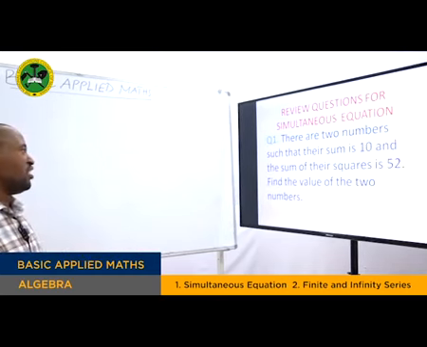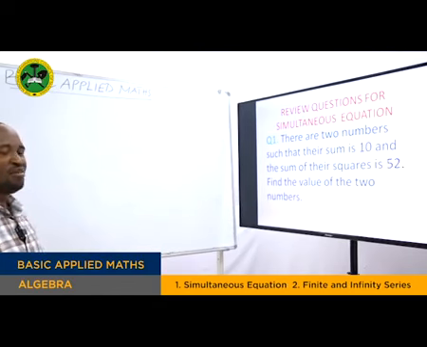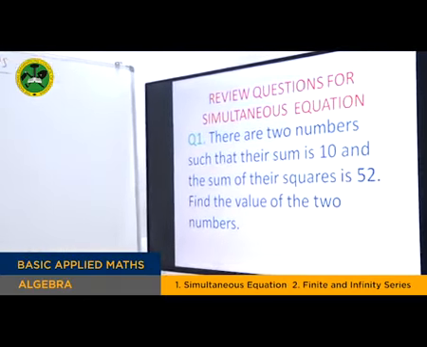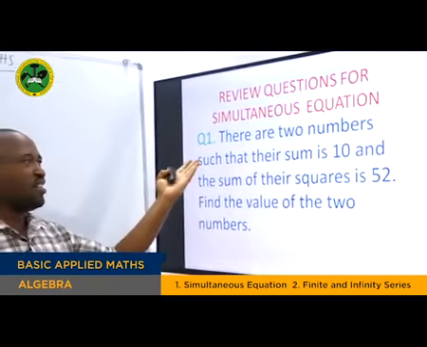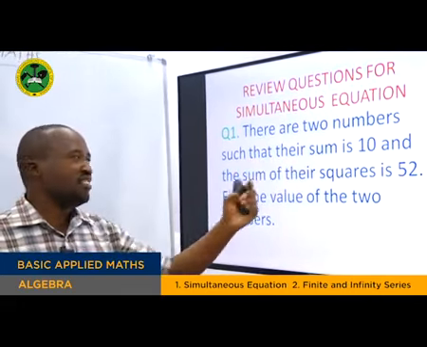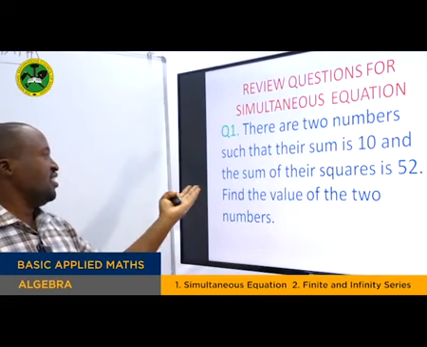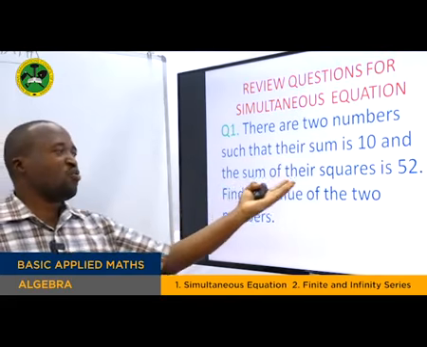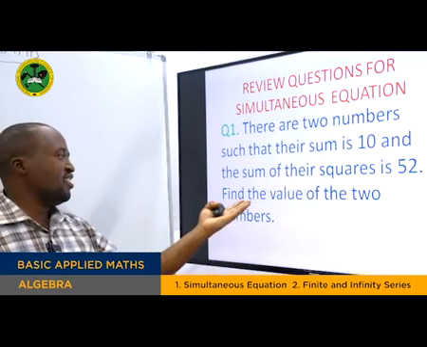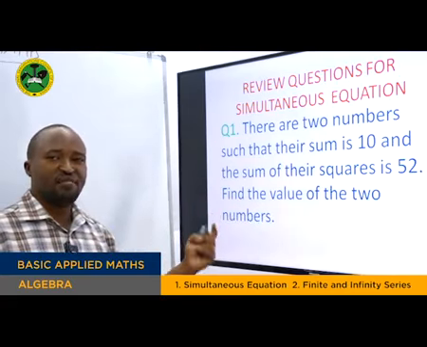That is question number one. It is a word problem that is going to lead us into a simultaneous equation. Let us read the question. There are two numbers such that their sum is 10 and the sum of their squares is 52. Find the value of the two numbers.